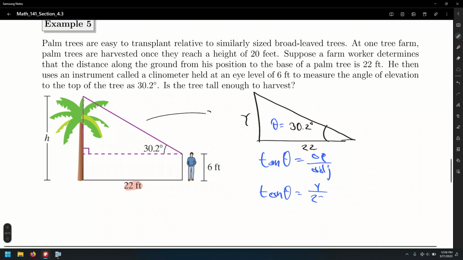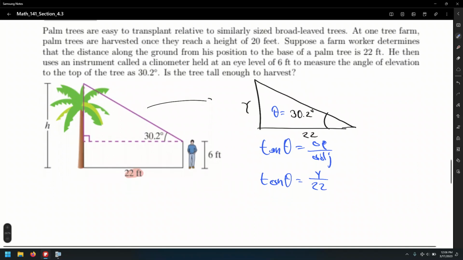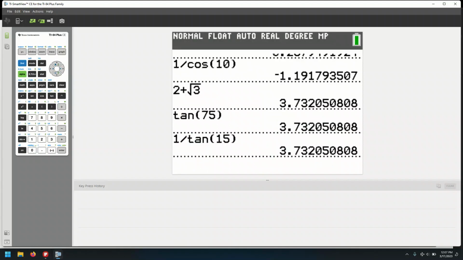Now let's write down tangent theta using our labels from the triangle, that is y over 22. All we do to find the height of the triangle, not the height of the palm tree, be careful, is y equals 22 tangent of 30.2 degrees. Be careful because we have degrees in our information. We have to use the calculator for this because we have an angle that is not an exact angle. If it were a 30-degree angle, we would know how to get those results from the unit circle or the reference triangles. So let's go to the calculator.